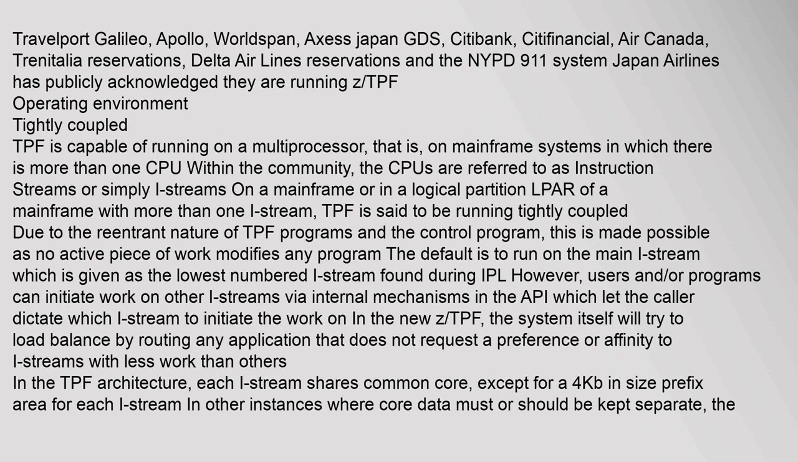Users include Travelport, Galileo, Apollo, WorldSpan, Access Japan GDS, Citibank, Citifinancial, Air Canada, Trenitalia Reservations, Delta Air Lines Reservations and the NYPD 911 system. Japan Airlines has publicly acknowledged they are running TPF.